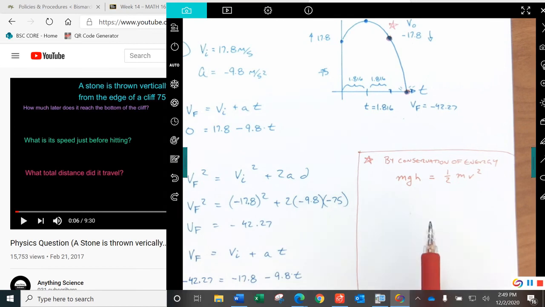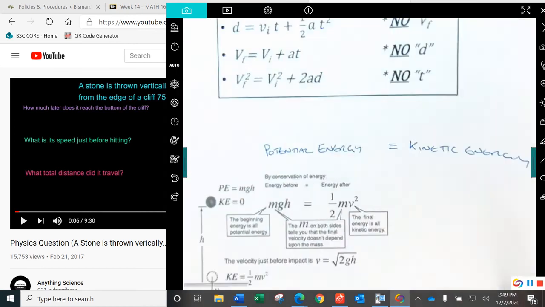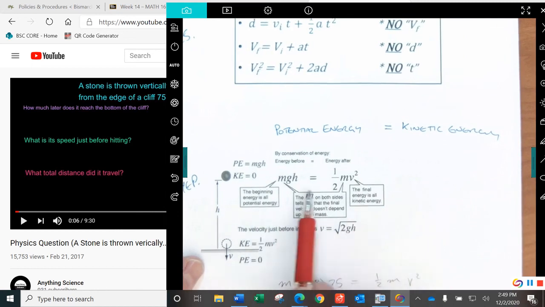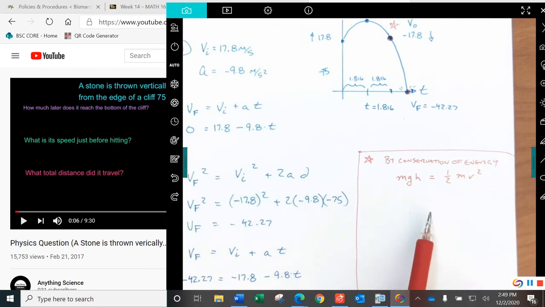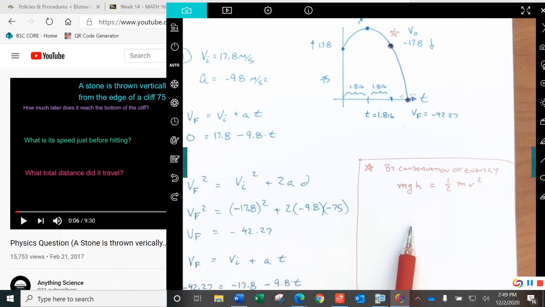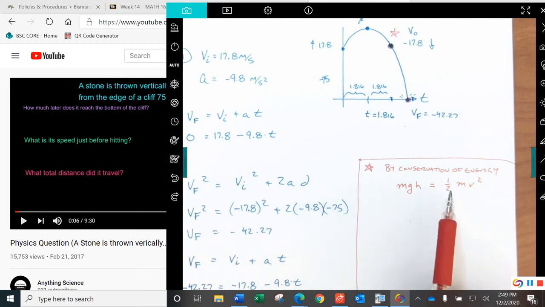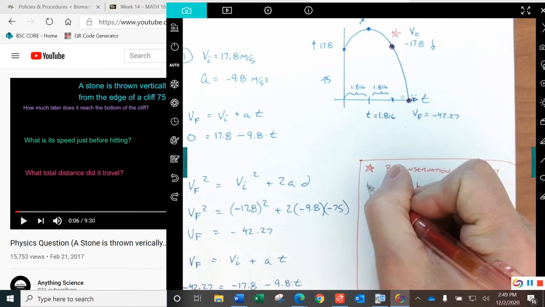So I've written down the potential energy and the kinetic energy. I've got mgh equals 1/2 mv squared. I have to modify this just a little bit because the thing doesn't start out with a velocity of 0. It does have some kinetic energy at the very beginning, so I'll just add that to it.